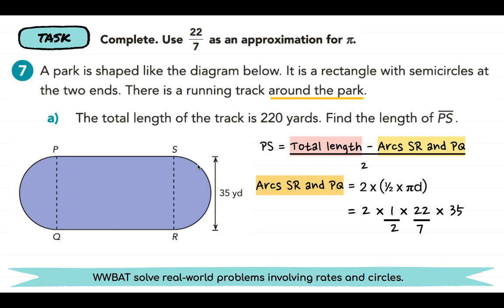When you get that number, make sure you are dividing it by 2. Make sure you subtract it from the total length, which is 220 yards, and then divide it by 2. You can pause the video here to complete part A of this question, and we are going to move on once you're ready.